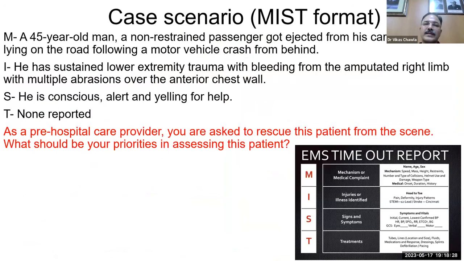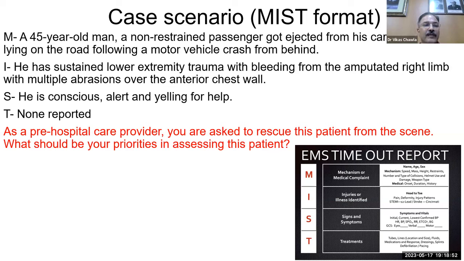So a case scenario we'll discuss out here. Now, case scenario, when we talk about pre-hospital trauma life support or advanced trauma life support, is always given in MIST format. So what is MIST? MIST is, M stands for mechanism of injury, I stands for the injury sustained by the victim, S stands for the signs and symptoms, and T is the treatment given.